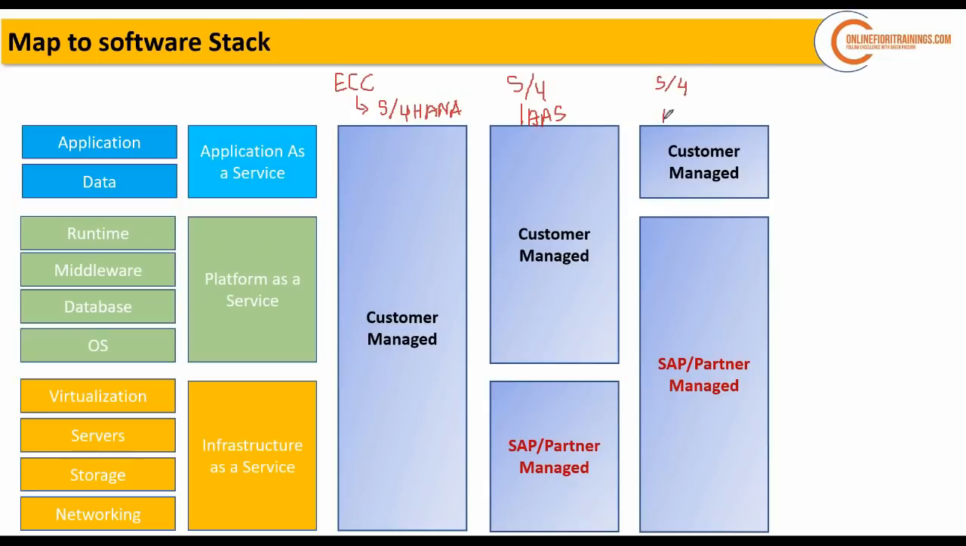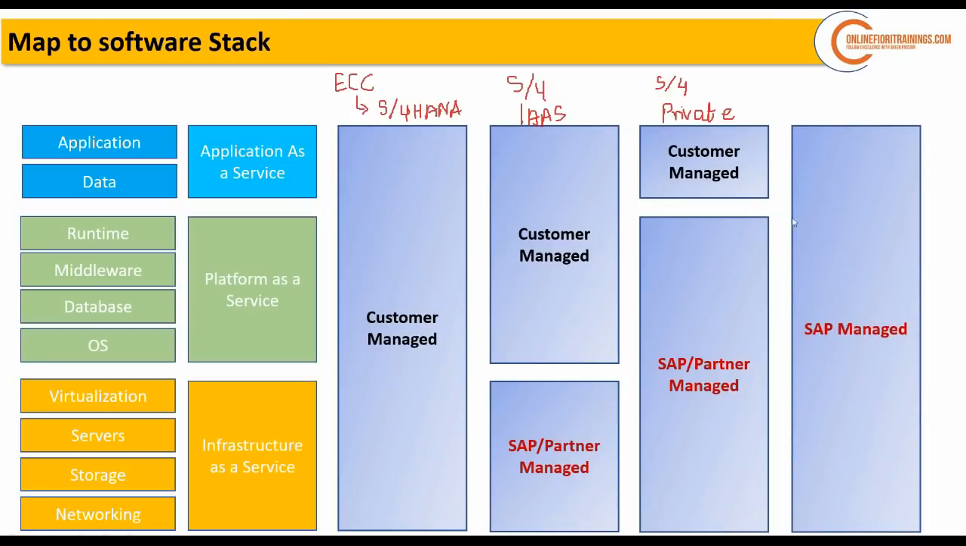This is the so-called SAP S4HANA private cloud option, where you are making sure that your complete infrastructure is privately owned infrastructure, and that is managed by SAP and partner, and you are just managing the application part of it. So this is the private cloud option for S4. And the last but not the least, the most powerful one amongst all of them, which is the industry trend currently, is where the complete stack is managed by SAP itself.